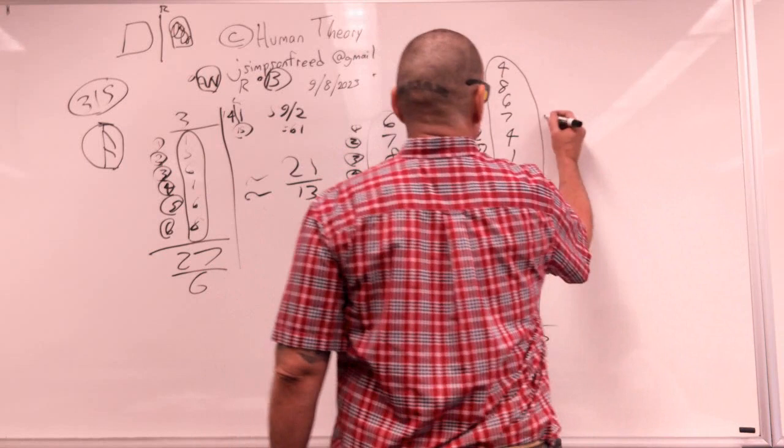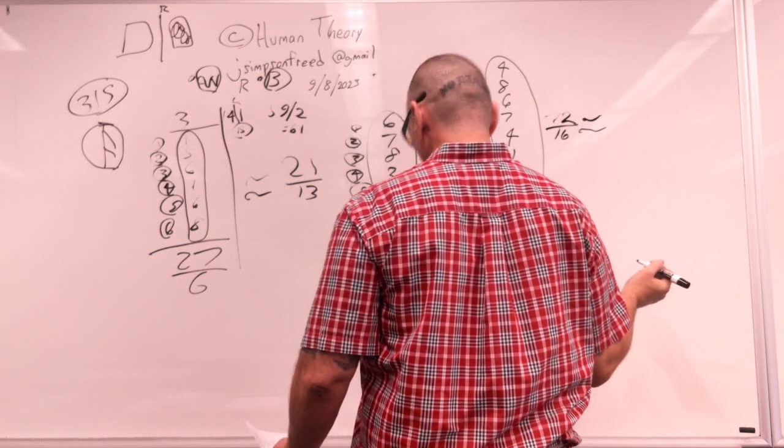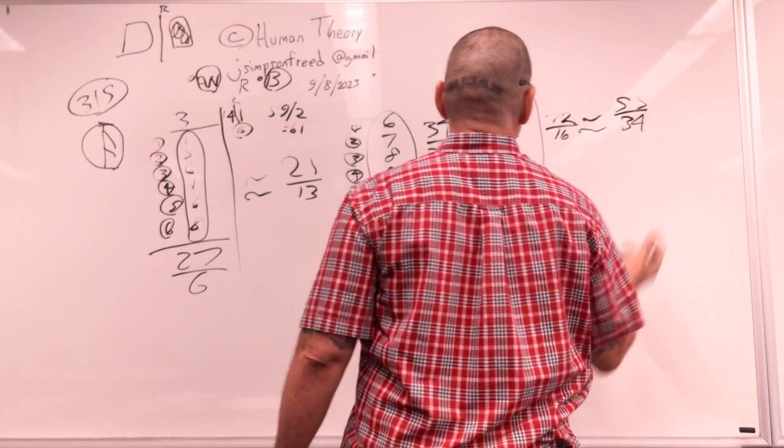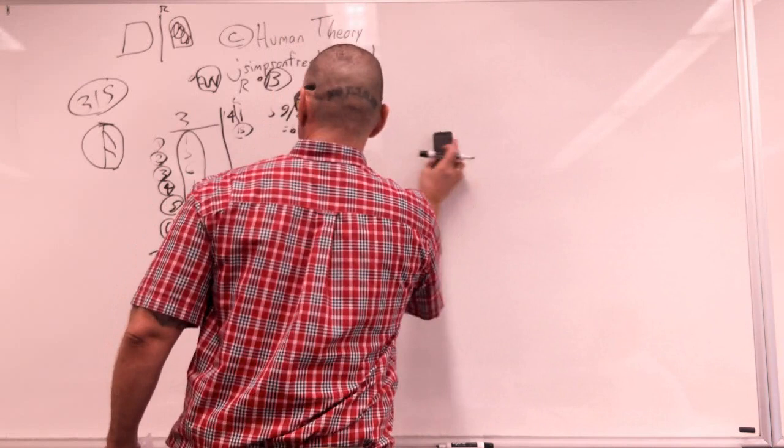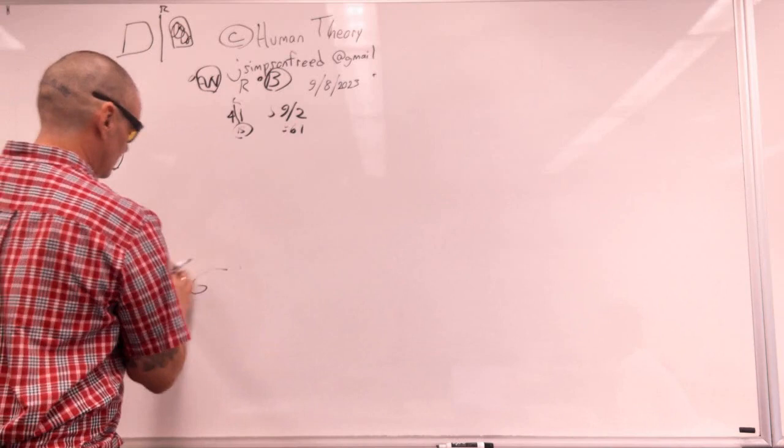72 over 16, equivalent to, what is that? 55 over 34. Okay, that's just a couple hundred digits deep right there. And they will tell you that that's impossible. There are no patterns and affinities. They're random. In this video, they'll never be able to say that again.